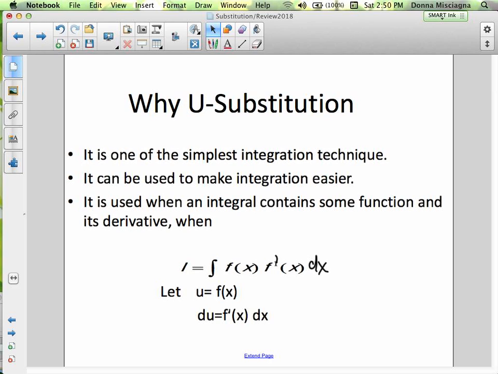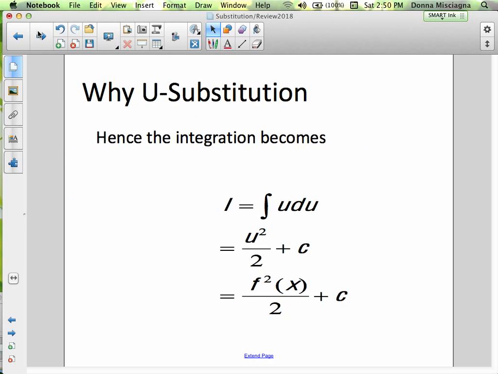Now notice that we have everything represented by u. We took care of the f of x, and we took care of the f prime of x dx. Now we can replace those with u du and have something we can integrate. So our integral is the integral of u du, which is now just a power rule.